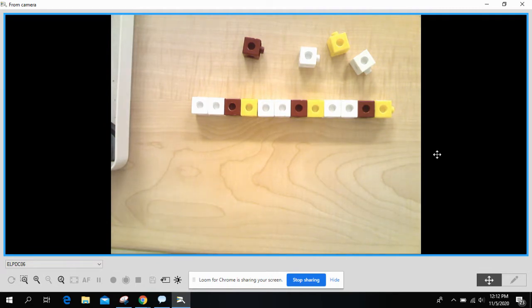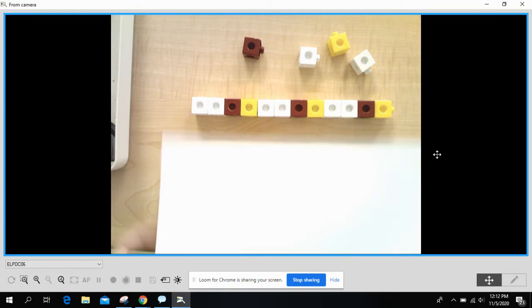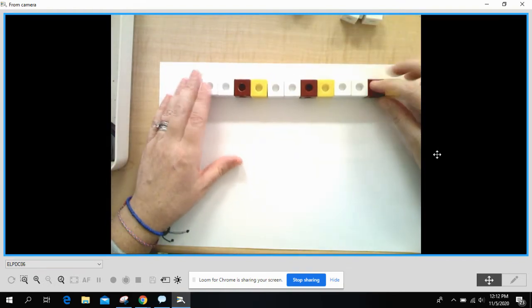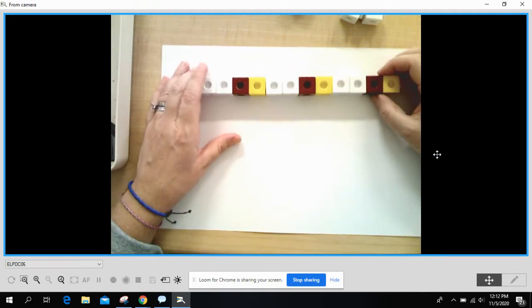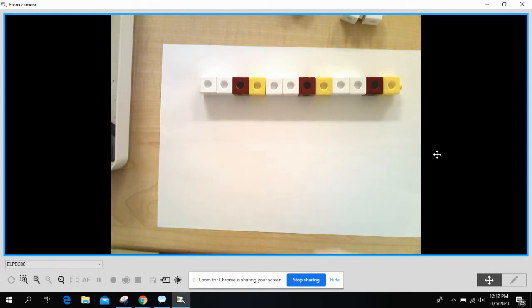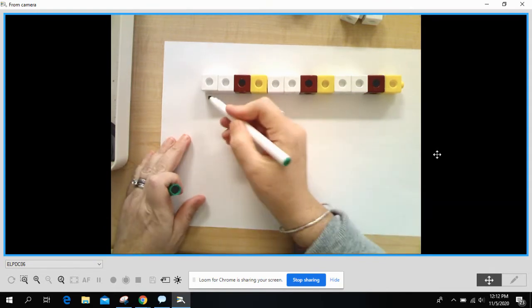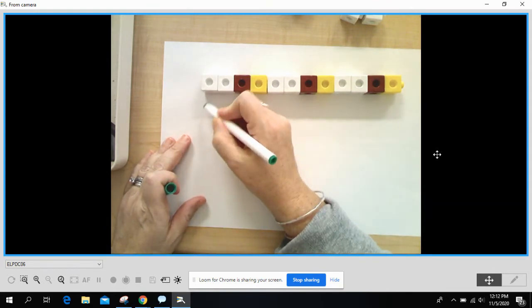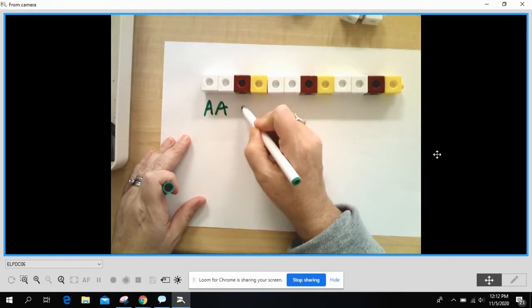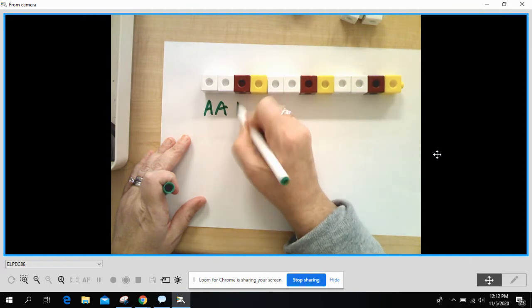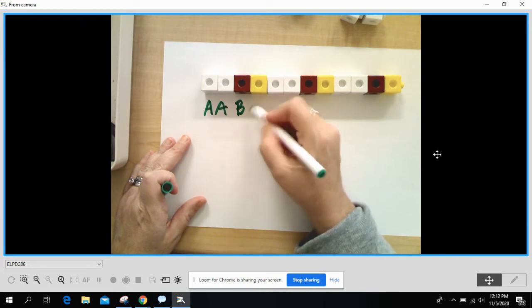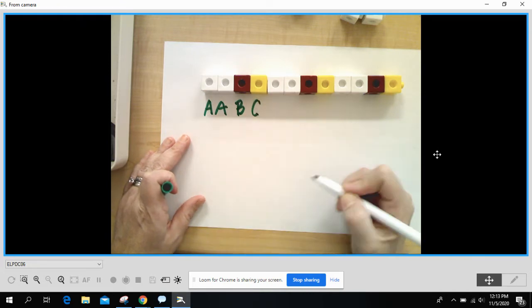Let's talk about it real quick. Sorry, I'm reaching for a sheet of paper so we can do that together. Remember, when we transfer a repeating pattern from its color pattern to a letter pattern, all we do is assign a letter for each new part of the pattern. So we start with the letter A. Every white cube is going to be A. Brown is a new color, so it gets the next letter, which is B. Yellow is another new color, so it gets the next letter in the alphabet, which is C.